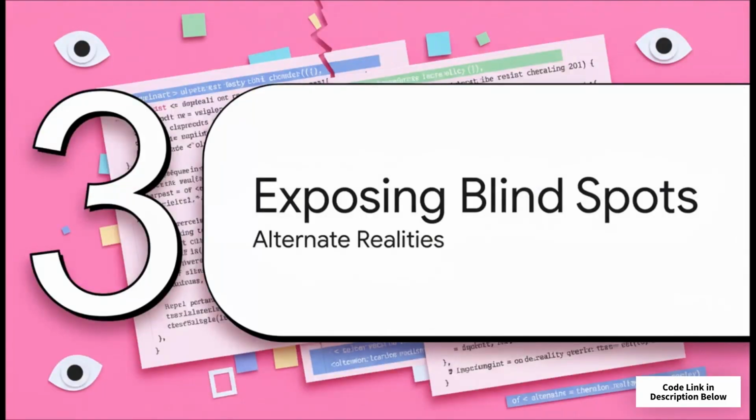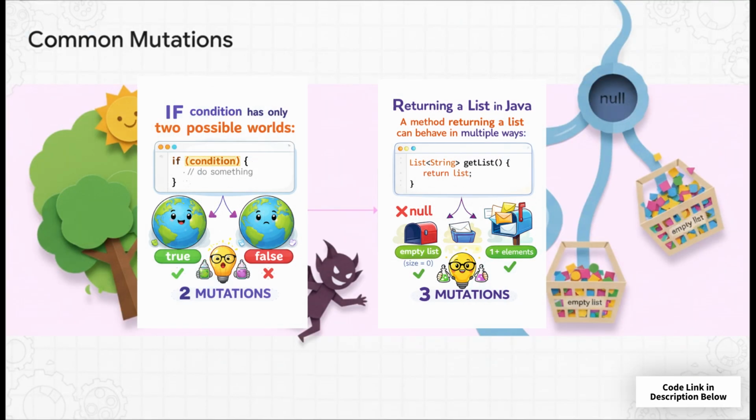So how does this really work in practice? Well, by creating these tiny alternate realities in your code, these mutants expose the assumptions you didn't even know you were making. Let's look at a couple of classic examples. First, a simple if condition. Every if statement has two worlds, right? The true path and the false path. A mutant might just flip that condition. Now, if your test passes, no matter which path is taken, it isn't actually verifying the logic at all.